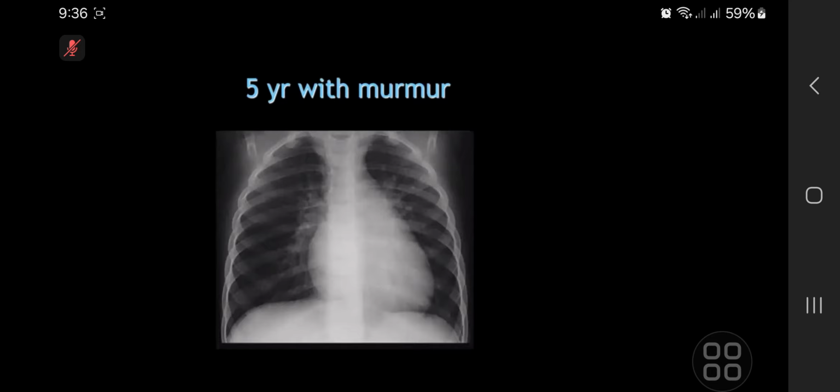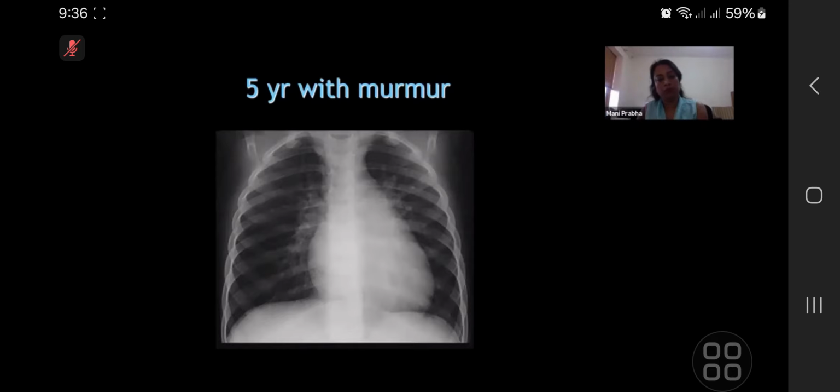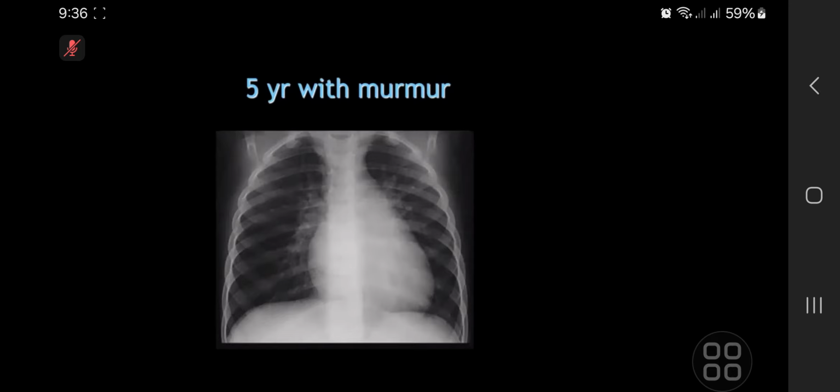So again, a 5-year-old child with a murmur. Looking at the situs, levocardia. The aortic arch is also left-sided. The pulmonary arteries are, again, enlarged bilaterally. In terms of pulmonary vascularity, I'd say peripheral pulmonary vascularity is also increased.